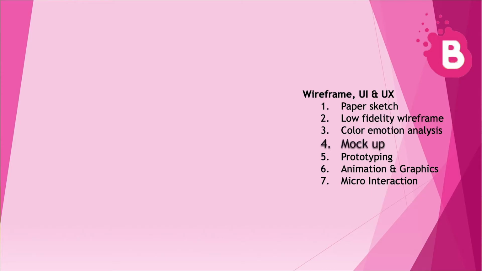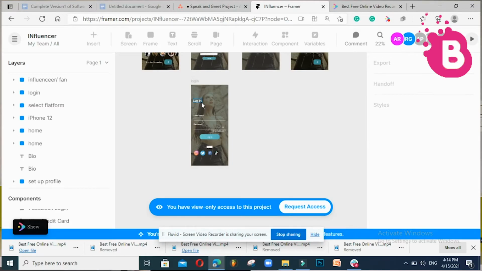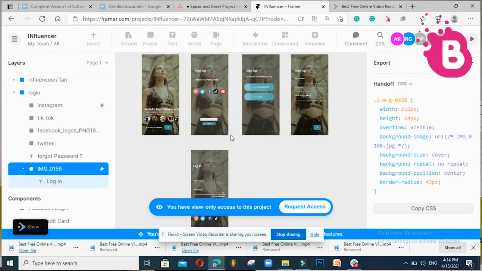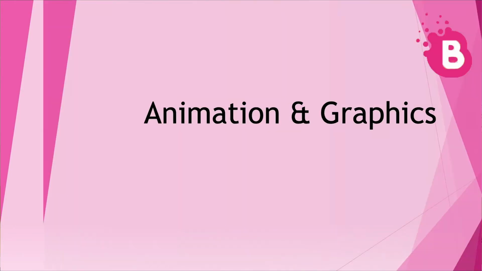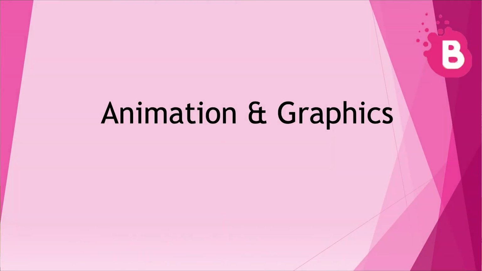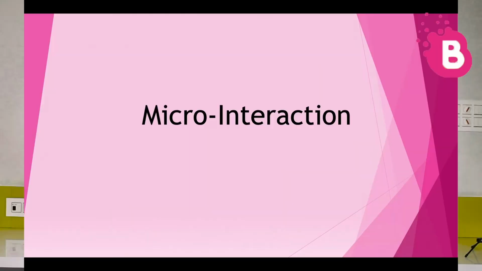These are more complete representations of the end product than low fidelity wireframes. They can be extremely helpful during the early stage conceptualizing. It is the fastest and easily approachable step that gives you a glimpse of the end product. The next step is animation and graphics, which represents the motion graphics on a single frame basis. Now, the next step is micro interactions.